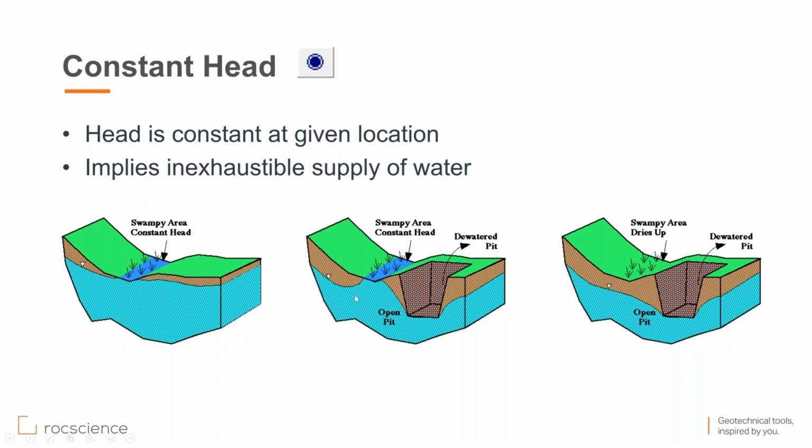If you are excavating a pit next to it, we are looking at the middle picture, and the river still flows or the swampy area still stays there, still you can get that total head constant at this area. There is no problem with that. But in case you are dewatering so much that the swampy area will dry, the river will disappear, that means that you don't have that total head constant here anymore.